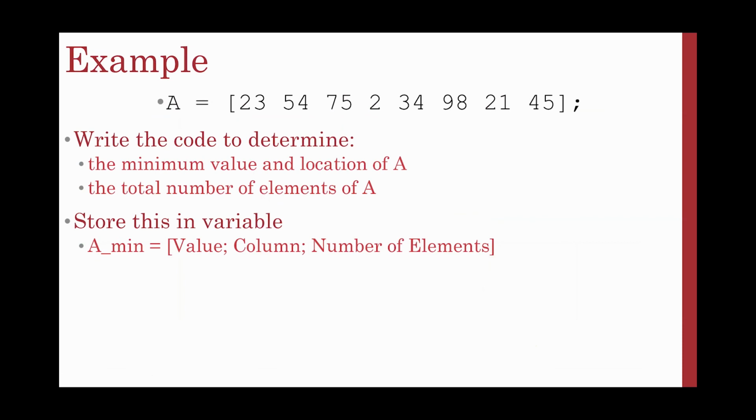So let's look at another example. We want to write a code to determine the minimum value and the location of A and the total number of elements in A, and we want to store this in Amin, which has the value, column, and then the number of elements.